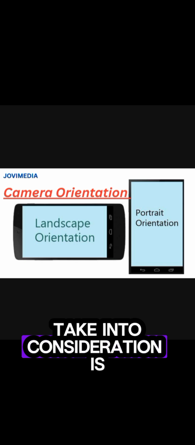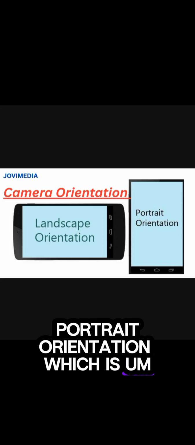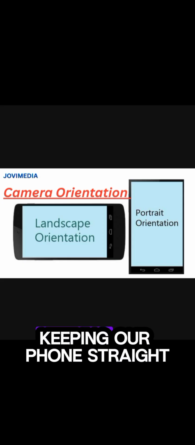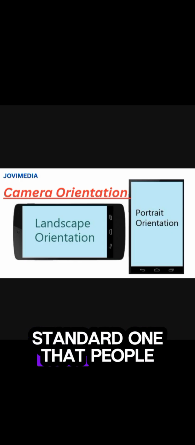Alright, so after your camera resolution, the next thing to take into consideration is your camera orientation. This is self-explanatory. We have the landscape orientation and the portrait orientation. We are more familiar with portrait, which is taking our phones and keeping them straight like we want to take a selfie. But landscape is the major one that a lot of people use. It is the more standard one, because landscape is the television standard and the YouTube standard.